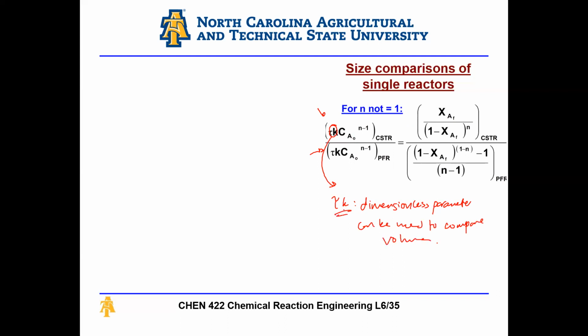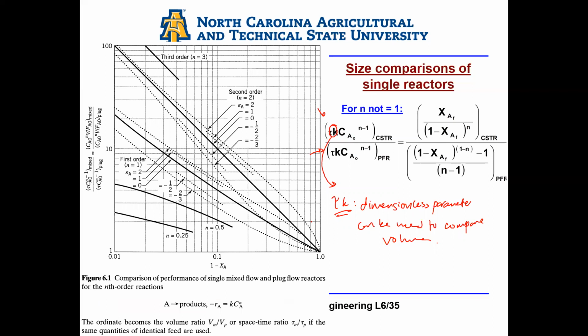So just be aware of this. If you want to compare any two volumes of any two types of reactors, or you want to compare the volume of the first CSTR to the second CSTR, you need to use this parameter tau k to compare the volumes. The most common trick is to use this parameter to compare the volumes.